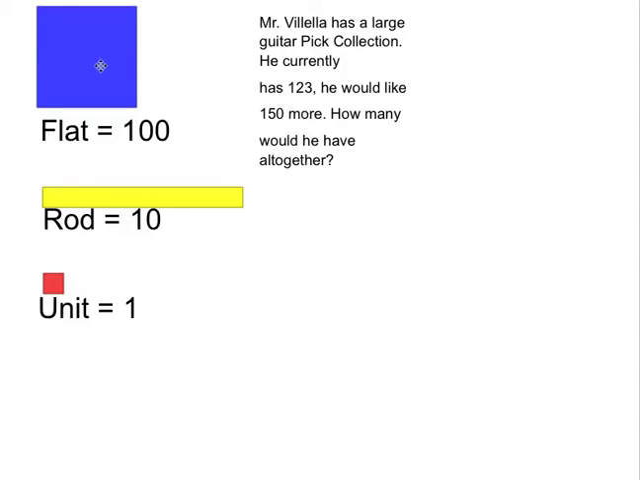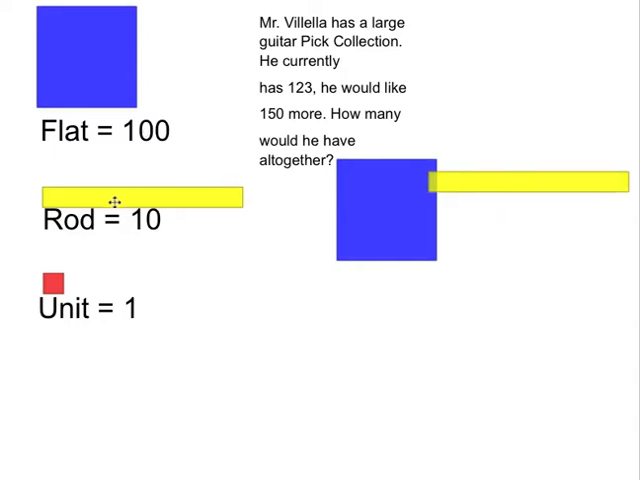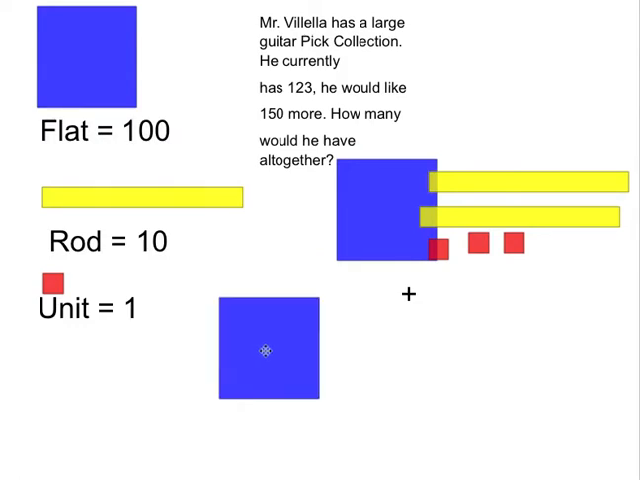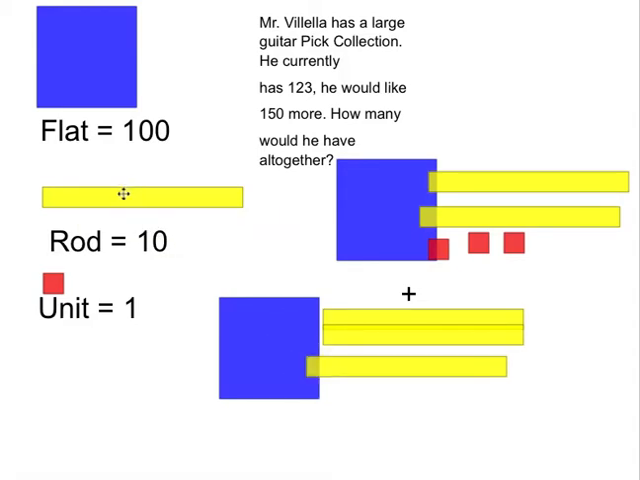So I have 123. Well, I know a flat is 100 already, and 20. I know I have 2 rods, excuse me, and 3 units. So here's my 123, okay? Now, I would like 150 more, so I'm just going to pretend there's a little addition here. So I'm going to make 150 here. So I have 100. I need 50, so I'll add 5 rods. Here's my 5 rods.